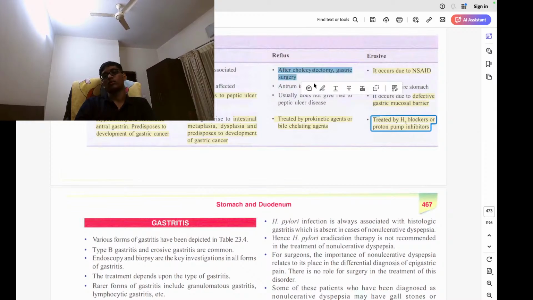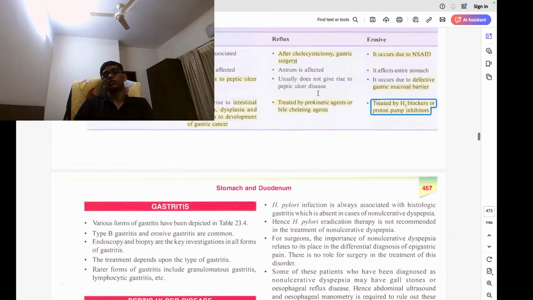Okay. No, reflux, I thought it was from the stomach to the esophagus, but it's actually from the duodenum to the stomach. Still, the antrum is affected. That is a weird thing.